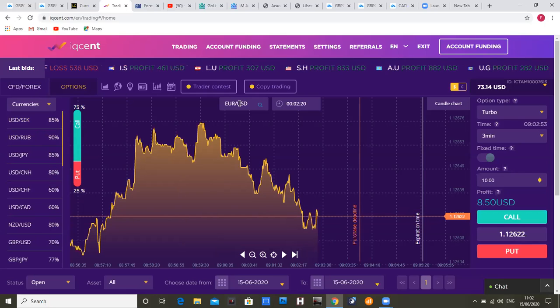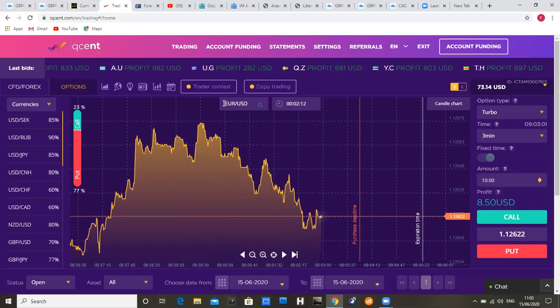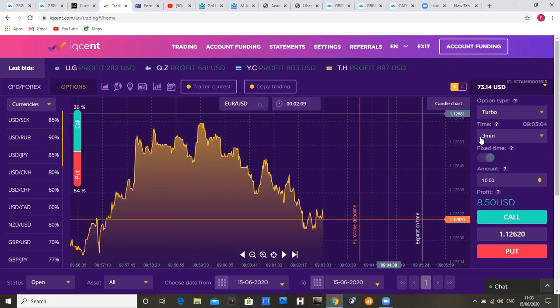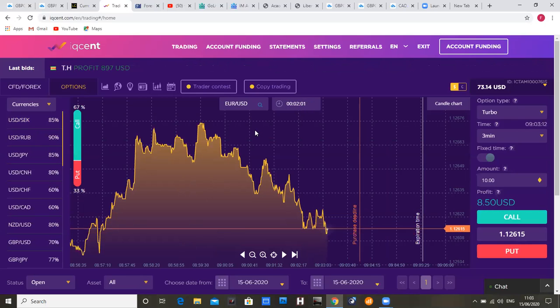Over here is where you see the currency chart that you're seeing. So I'm viewing the Euro USD currency chart, and I am on a 3 minutes time frame. That is why you can see the time is counting down here. The clock is counting down from 3 minutes down to 0 seconds. So the clock is counting down.